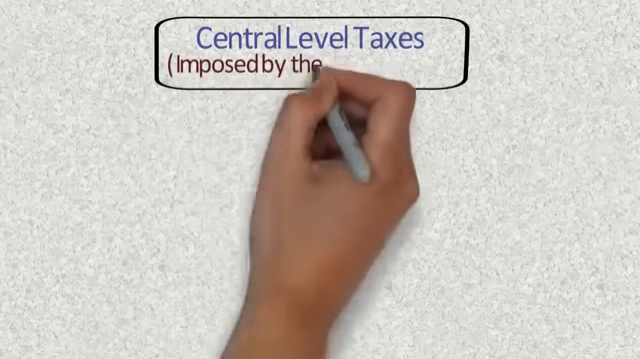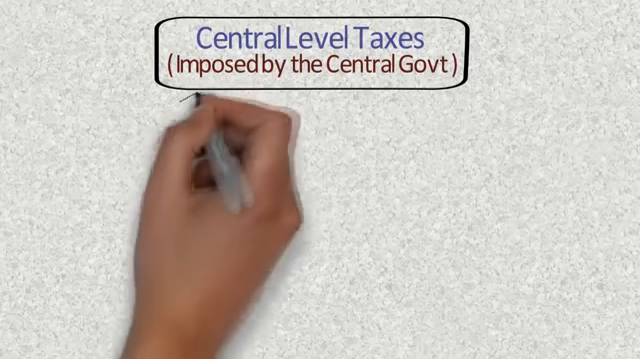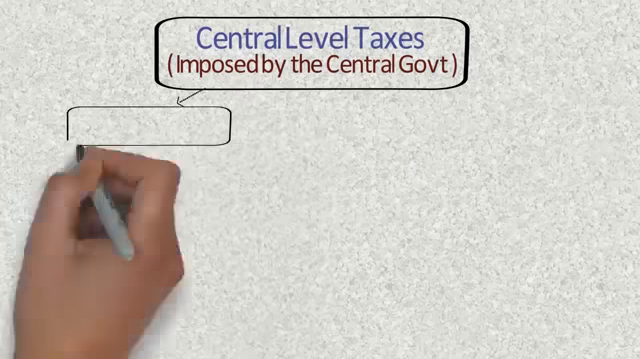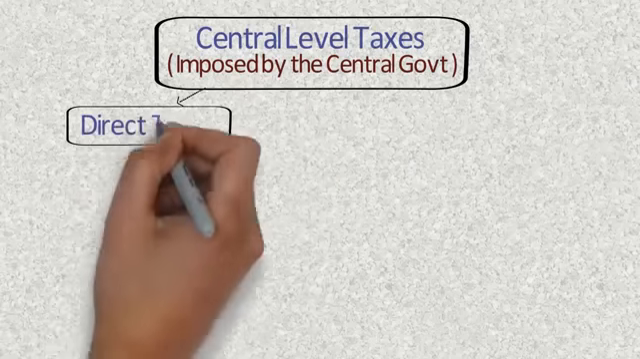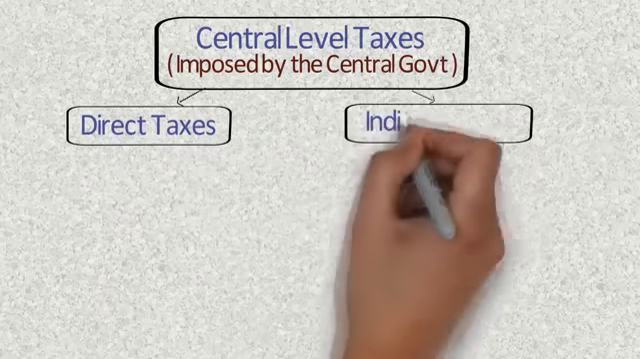First and most important is central level taxes, as majority of taxes fall under this category only. It is important to note that under this level taxes are imposed by central government at national level, which means tax rates remain same across the nation. Central level taxes can be further classified into two broad categories. First is direct taxes and second is indirect taxes.